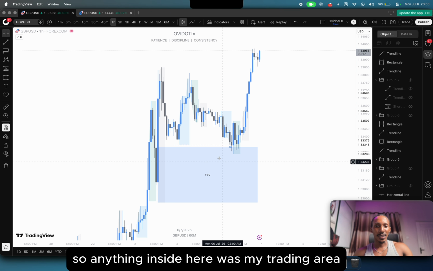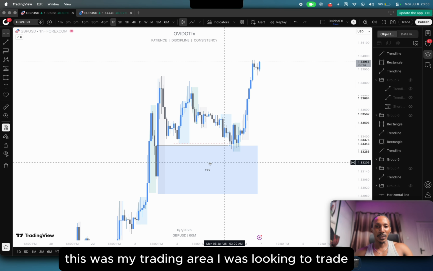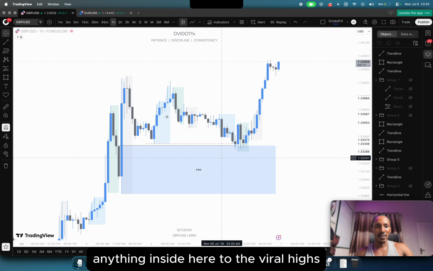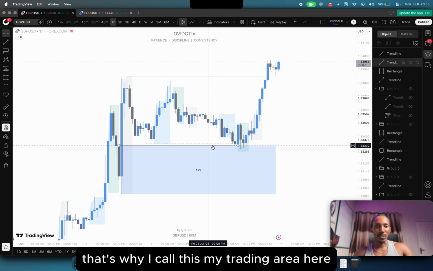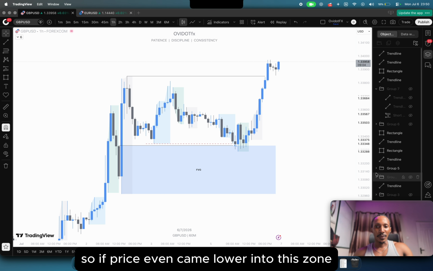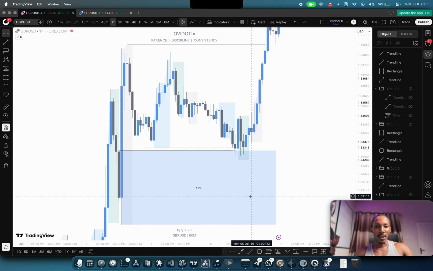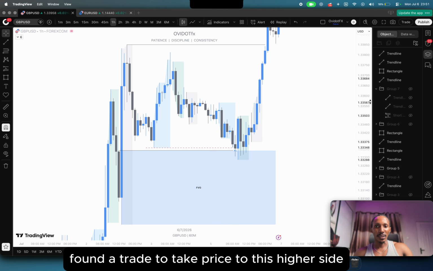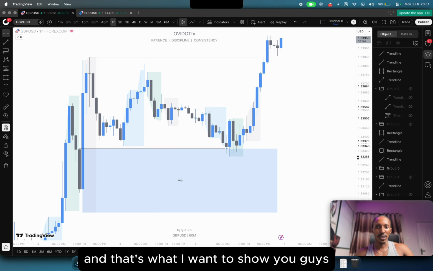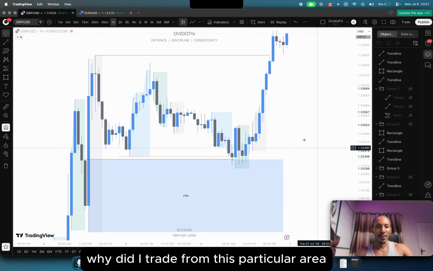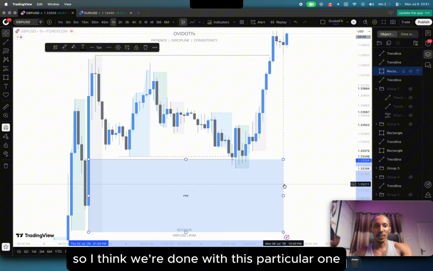So anything inside here was my trading area. I was looking to trade anything inside here to the overall highs. That's why I call this my trading area here. So if price even came lower into this zone, I would have found a trade to take price to this higher side. But why did I take price from here? That's the question now, and that's what I want to show you guys. Why did I trade from this particular area? So I think we're done with this particular one.